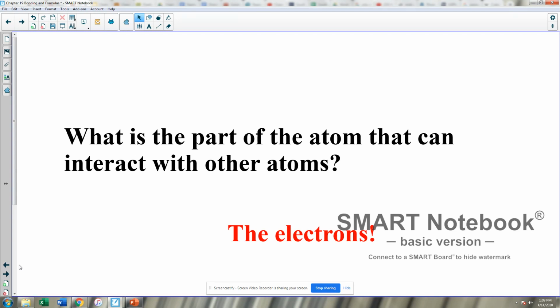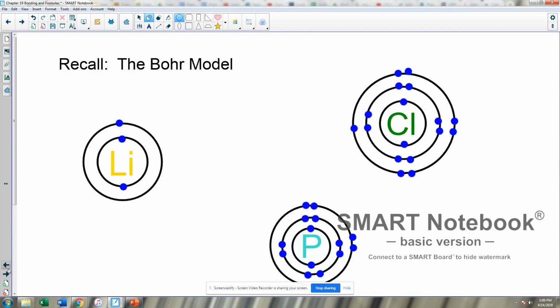And one thing we have to think about are the valence electrons. Remember, the valence electrons are on the very outside. So if we have concentric rings of electrons, the valence electrons are always in the outermost ring. Regardless of how many energy levels there are, the valence electrons are always in the outermost ring. Okay? So this is what we call the Bohr model, drawing them like this.